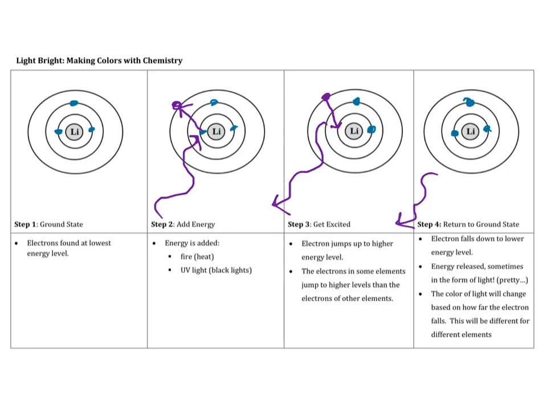So again, it absorbs energy and jumps to a higher energy level, and then when it falls back down, it releases that energy. And that's it when it comes to electron configuration.